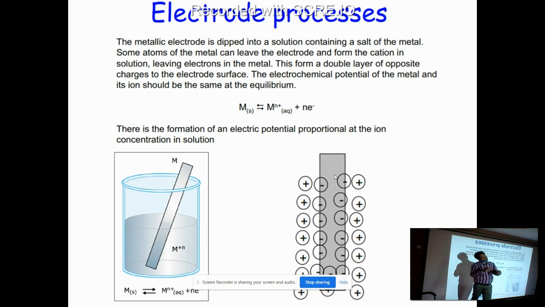Now let us think, after some time, what will happen to the zinc surface? It will be completely negatively charged. Electrons accumulate all over. The surface always has a negative charge. So the zinc has a negative charge on the surface.